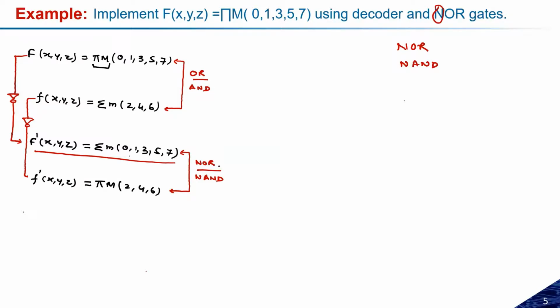Now, if NOR is given, then the first circuit will be required, and if NAND is given, then the second will be required. Okay, so let me write it properly. For NOR, this equation is needed. For NAND, this equation is needed. For OR, this is needed. No, sorry, I meant for OR you need this one, and for AND you need this one.